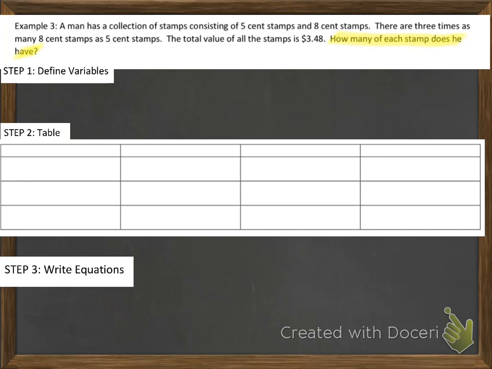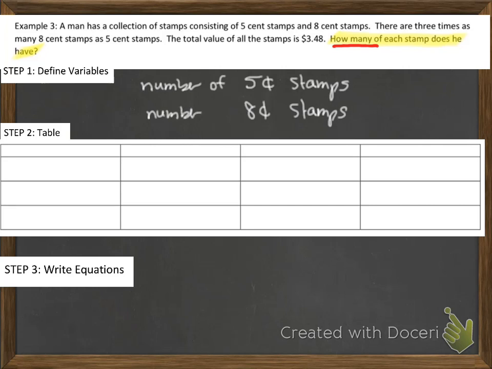So what are the 2 types of stamps? There are 5-cent stamps and 8-cent stamps. Again, remember, if I say X is 5-cent stamps and Y is 8-cent stamps, that is incorrect. I need to define what attribute about the stamps I want to know. And the answer is how many. So in other words, this needs to say the number of 5-cent stamps and the number of 8-cent stamps. Then I have properly defined my variables.